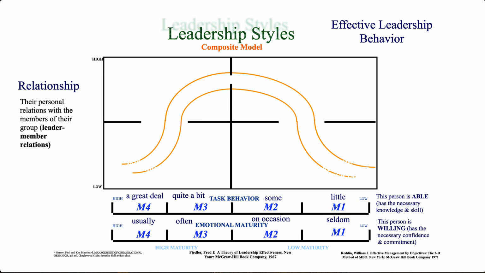And in this it is the personal relationship with the member of the group, the leader-member relationships, just as it's always been on the other slides that we looked at. In addition to that, we have a low relationship and a high relationship in this quadrant, as we've spoke before. Down here we have our behavior and emotional maturity. On the behavior, a person is able, has necessary skills and knowledge to perform the tasks along this continuum, and the person is willing to and has the confidence to go ahead and do that.